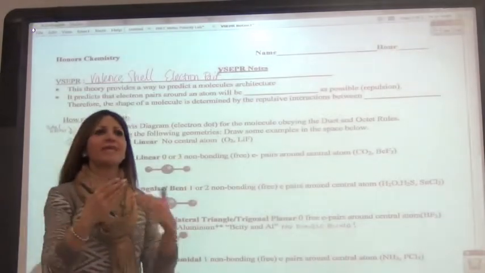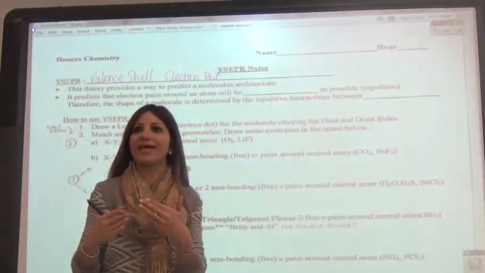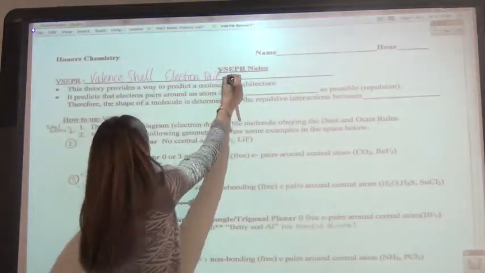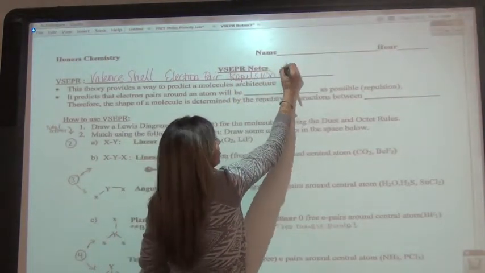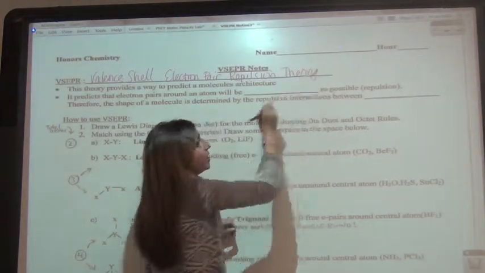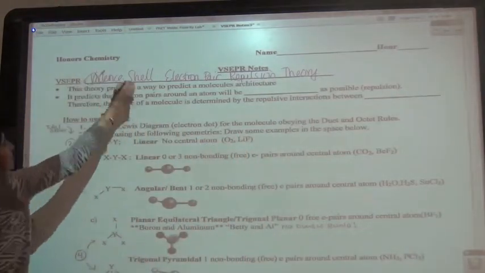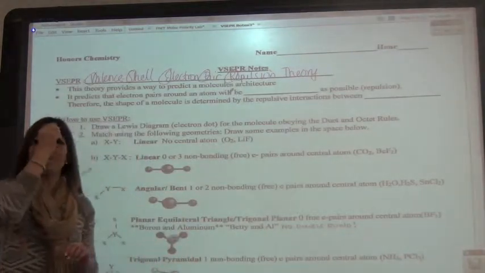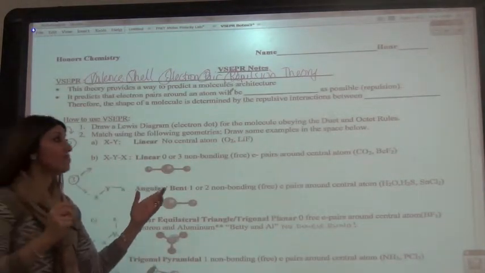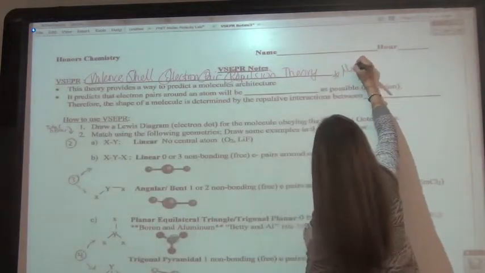And then the R word. What do you know that negatives do to each other? They don't attract, but they repel. So it's called the valence shell electron pair repulsion, and this is a theory about it. Okay? So I want you to circle the V, the S, the E, the P, and the R. So it's Vesper. Now you do need to have this memorized.